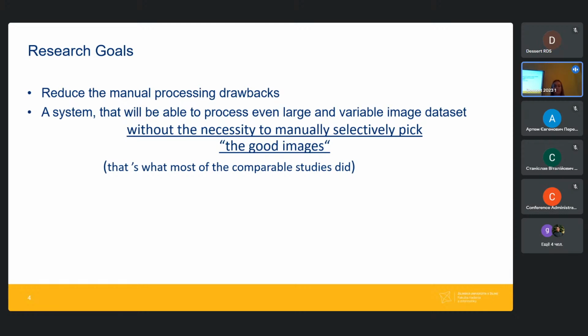What I want to do is take the whole data set and run it through the system, and you don't have to selectively pick the good images, because I consider this a time-consuming thing. So this is what we want to exclude from the process.